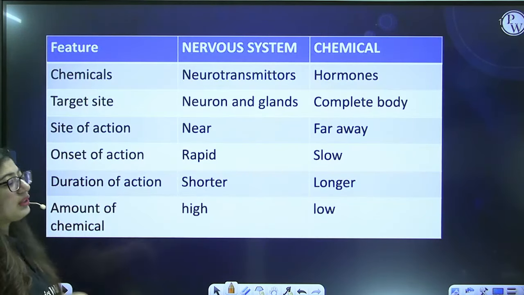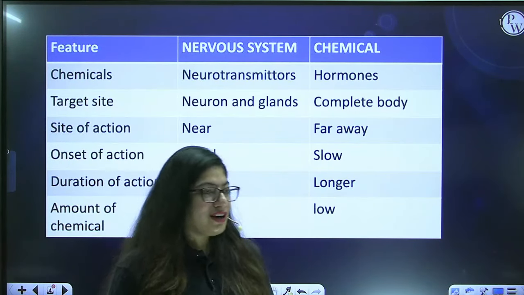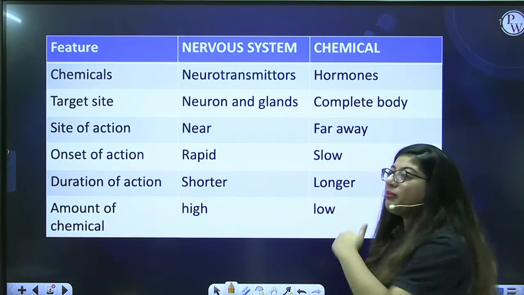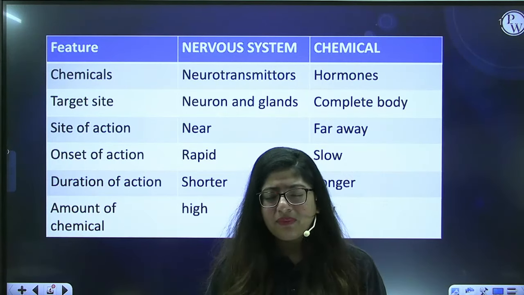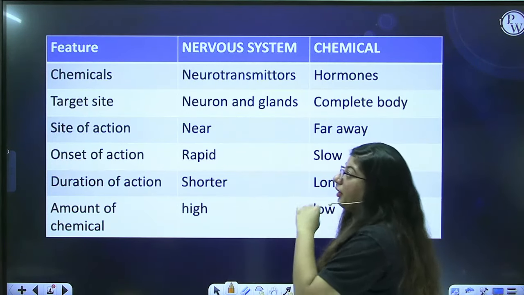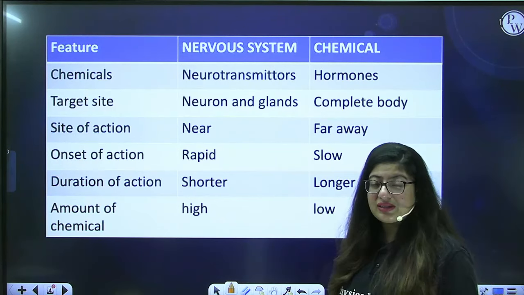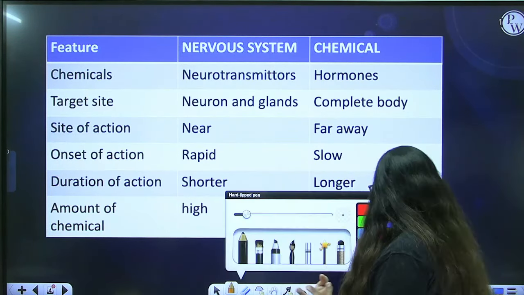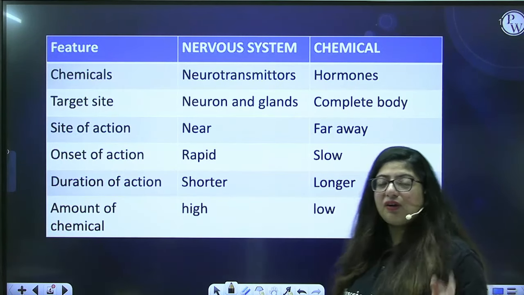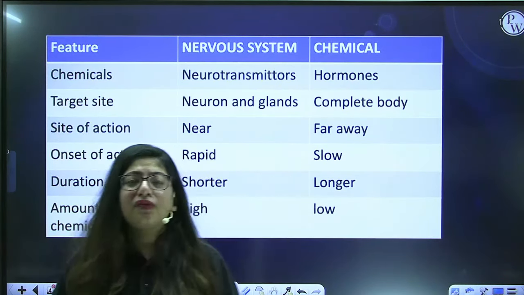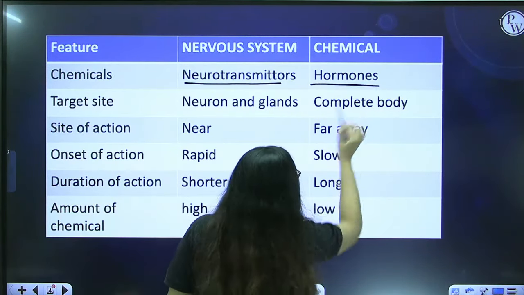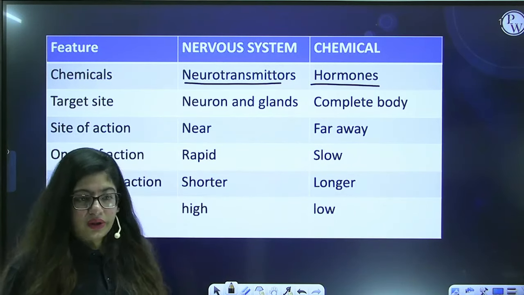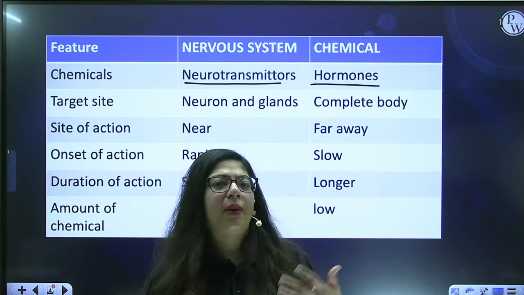So there is a difference between these two systems, of course, because the nervous system is made up of neurons and the chemical system is made up of all the chemicals and the endocrine part, right? So how are they functioning differently? First of all, the nervous system has chemicals, and your endocrine system also has chemicals, but the name of the chemicals is different. The chemicals in the nervous system are neurotransmitters, and here they are hormones. Neurotransmitters are mostly made up of peptides, but hormones are of a variety, right?